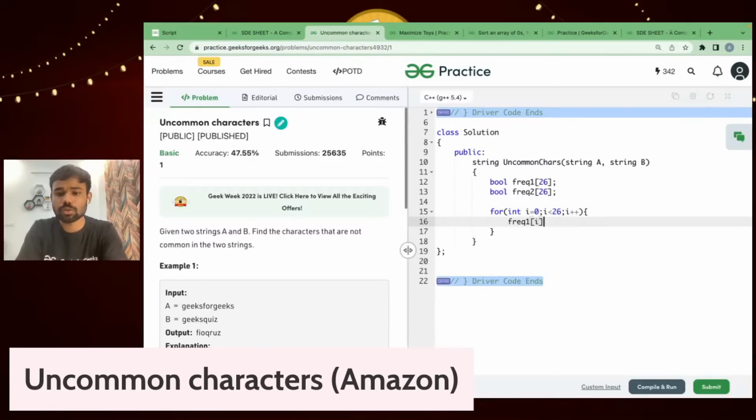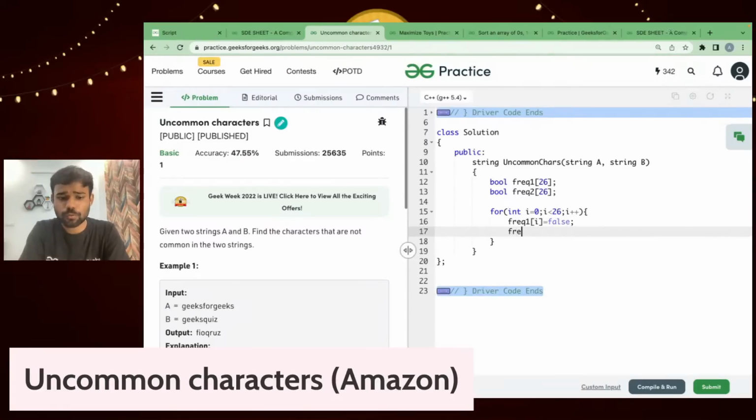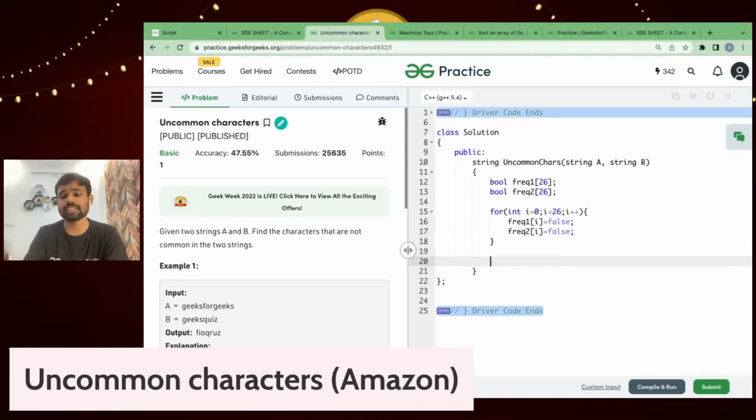Okay. So first of all, what we are doing is we are just making the frequency false for all the characters. We are first assuming that no characters are present in both the strings. Now what we will do?